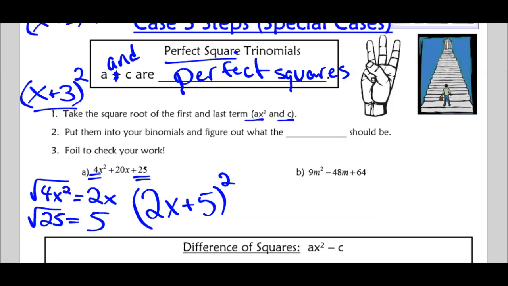I wanted to do that after this thing. Write this down now. We're going to figure out what the sign should be. This is a positive because all of these numbers are positive. This one's going to be a negative because the middle term's negative.